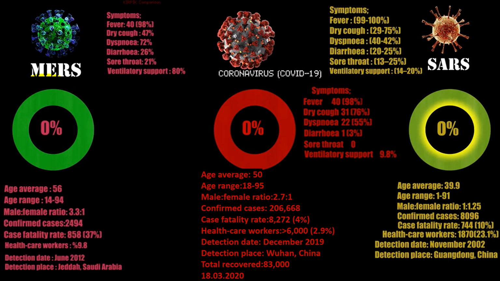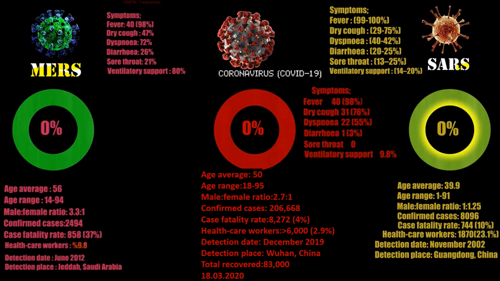Here we have the MERS virus. For the MERS virus, the average age was 56. The male to female ratio was 3.3 to 1. The number of confirmed cases was around 2,500. The case fatality rate was around 37%, and around 10% of cases were seen in healthcare workers, and it was detected in Jeddah in Saudi Arabia in 2012.